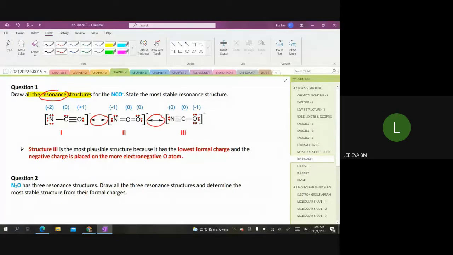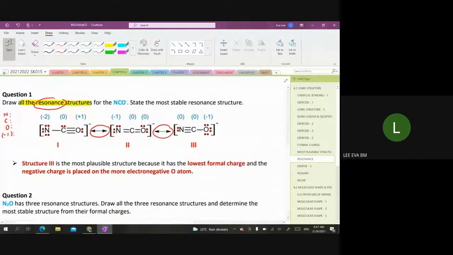Okay. So now this question is asking for NCO. So carbon is the least electronegative, so it will be in the center. Okay, so similar to SCN just now. To draw your NCO, again, you need to calculate the total valence electrons. So this one, I leave it to you because the structure is already given here. Structure 1, structure 2, structure 3. Okay. So in this case, similar to SCN negative, structure 3 is the most plausible structure.